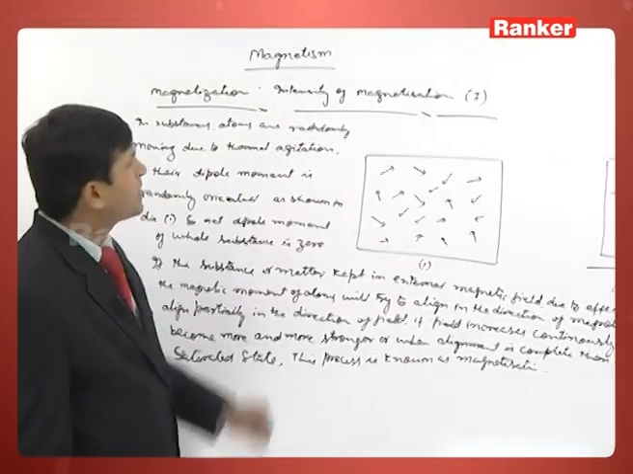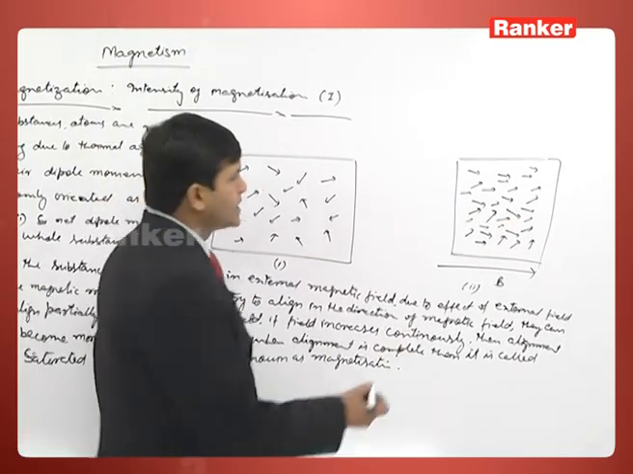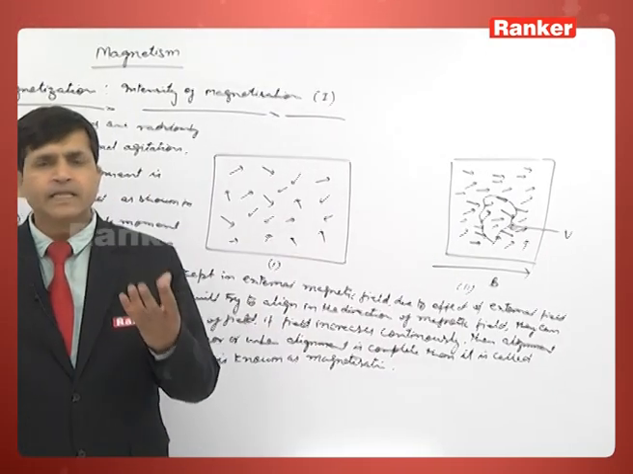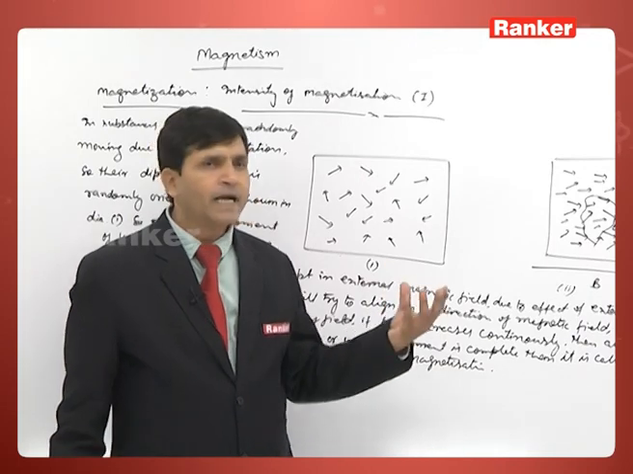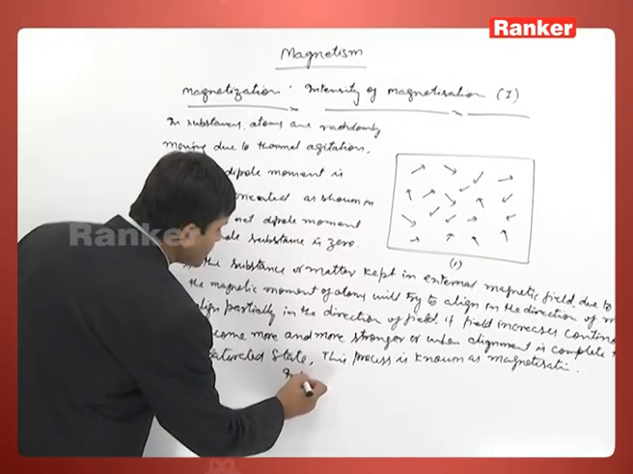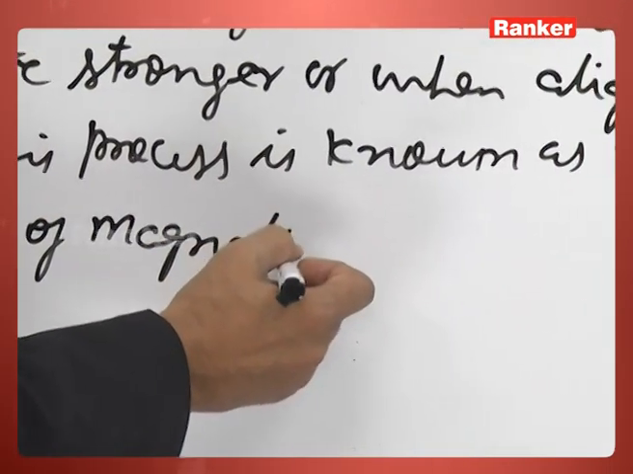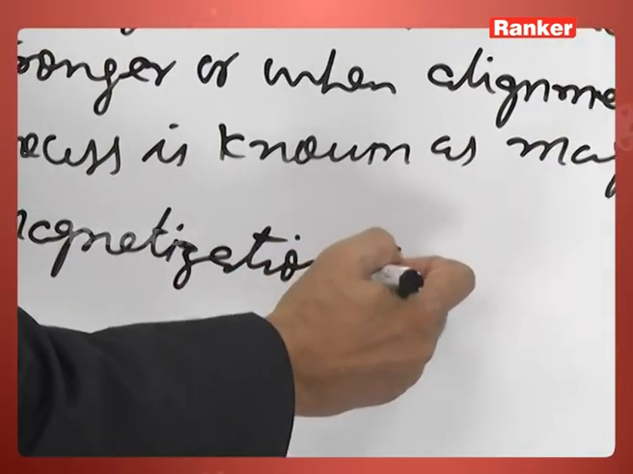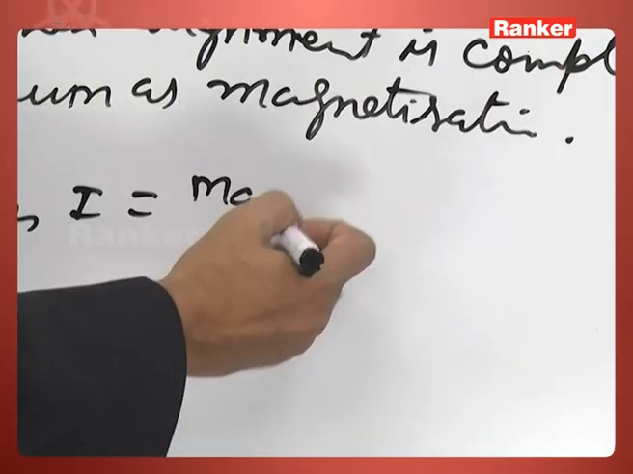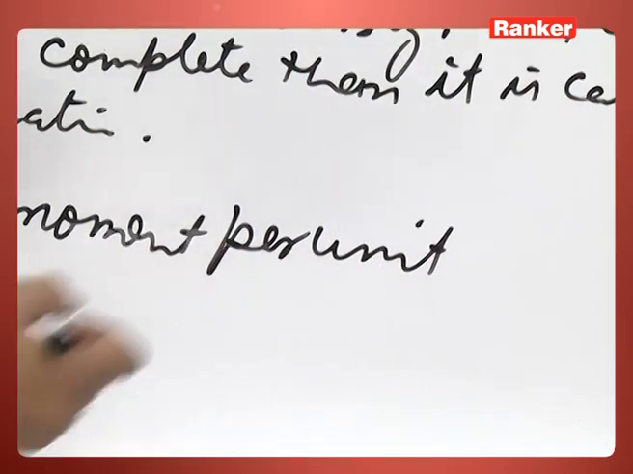So now how are we defining intensity of magnetization? Intensity of magnetization means if we consider any small volume in the material. Suppose I took a small volume V in the material. What is the net magnetic moment of all atoms in this volume per unit volume? That is called intensity of magnetization. So intensity of magnetization I is defined as the magnetic moment per unit volume.